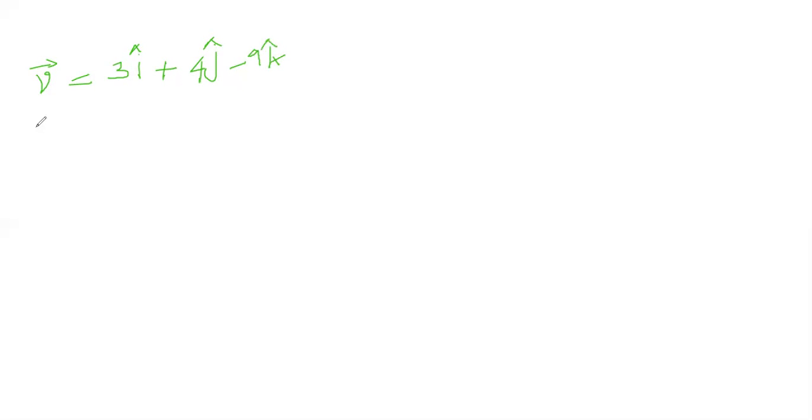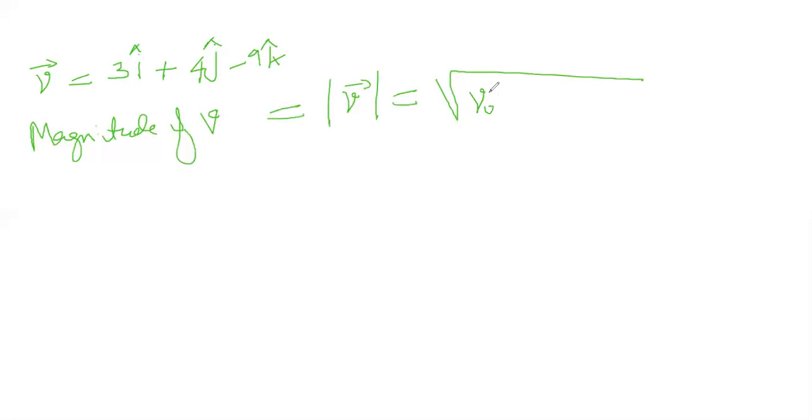If I ask you in the question, what is the magnitude of the velocity? What do I mean to ask? The magnitude of a vector is basically the root of the addition of squares of the components. So it is nothing but the root of Vx square plus Vy square plus Vz square. This will give you the total magnitude of the vector.